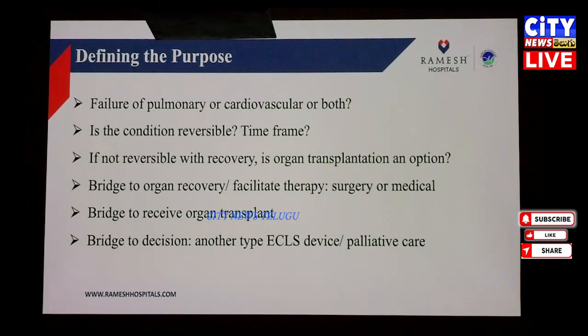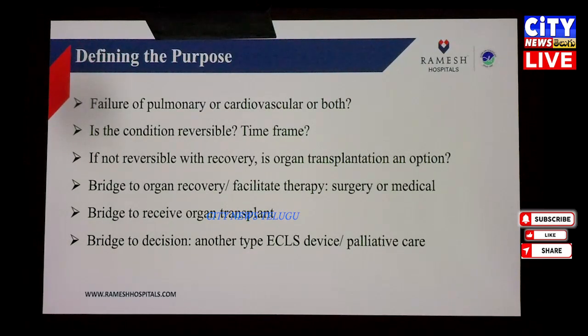But before initiating ECMO, you have to answer a few questions. First, what is the type of failure? Are you dealing with a heart failure, a respiratory failure, or a mixed failure? Second, is the condition reversible? And if it is reversible, what is the time frame that you are looking at? Whether you are looking for 5 days, 15 days, 21 days, or a longer duration. And if the condition is irreversible, is the patient suitable for any other therapy? Like, let's say, transplantation, is it an option? Then that question has to be answered.